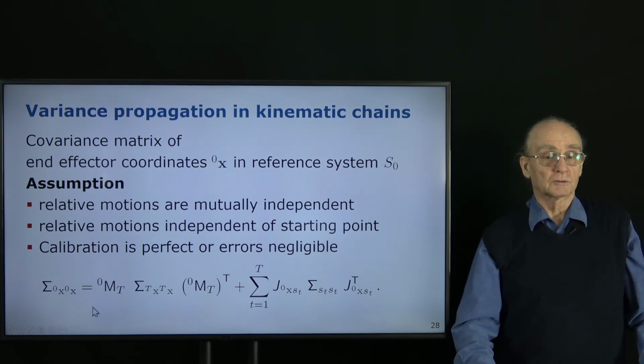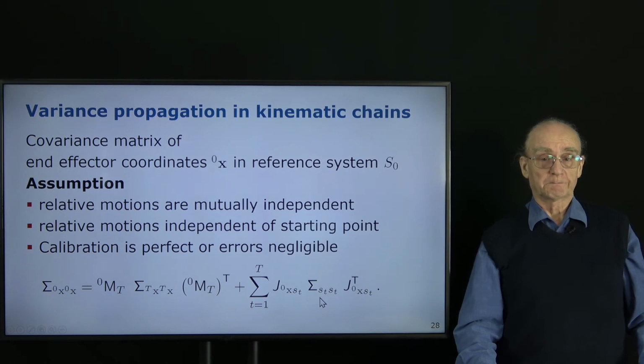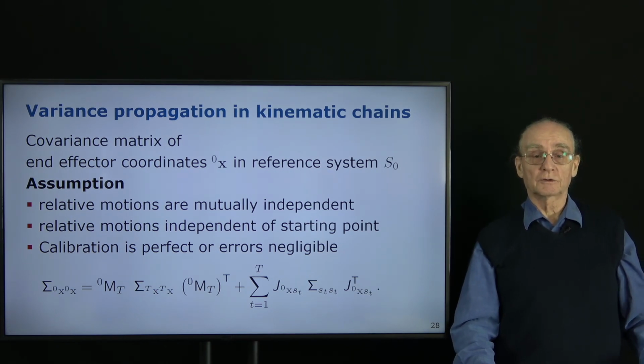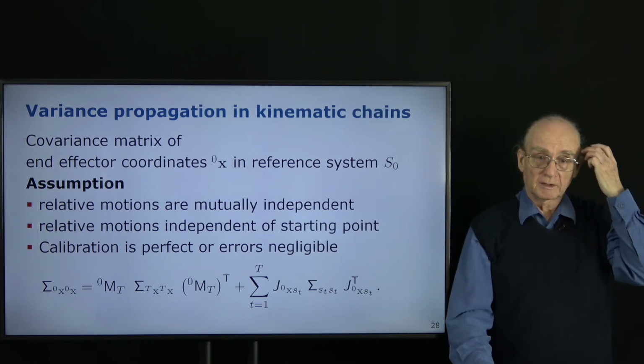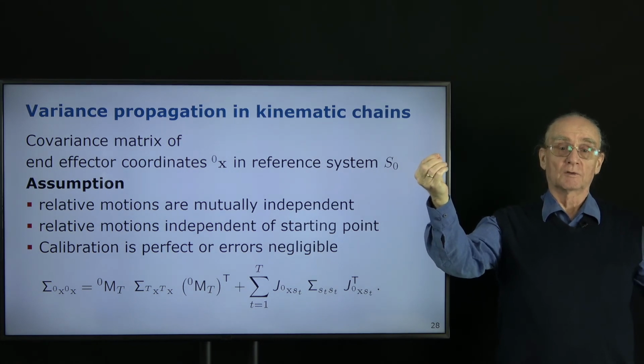And then we just have to do the variance propagation. We get the Jacobian with respect to the coordinates, which is this one, multiplied with the coordinates of the point in the last system, plus the sum of all the individual components using the Jacobians, multiplied with the covariance matrix of the parameters at the tth frame. So this is the way how you could derive the covariance matrix of the point at the end of such a chain in the coordinate system at the beginning.